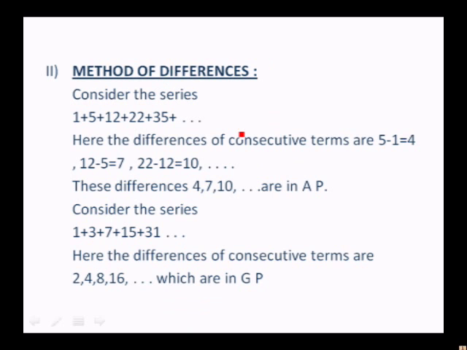Method of differences. So consider the series 1 plus 5 plus 12 plus 22 plus 35, etc. Here the differences of consecutive terms are 5 minus 1 is equal to 4, 12 minus 5 is equal to 7, 22 minus 12 is equal to 10, etc.